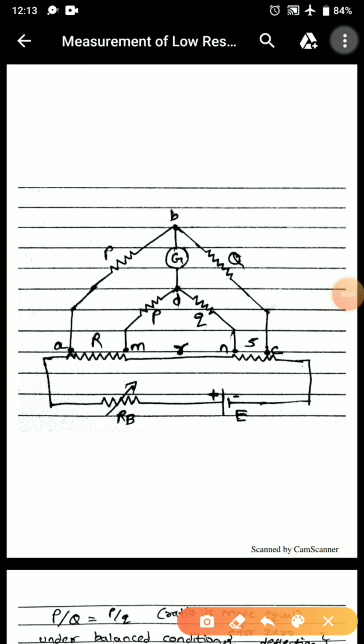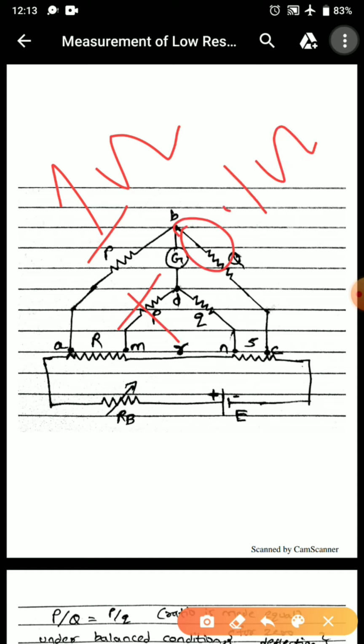The bridge shown in the circuit diagram is a Kelvin's double bridge. As we know, Kelvin's double bridge is a modification of the Wheatstone bridge and it provides great accuracy in the measurement of low resistance values. That is, when we are discussing low resistance in the range of 1 ohm. Even in this range of 1 ohm, if an addition of 0.1 ohm is there, that is almost a 10% increase in the final value.